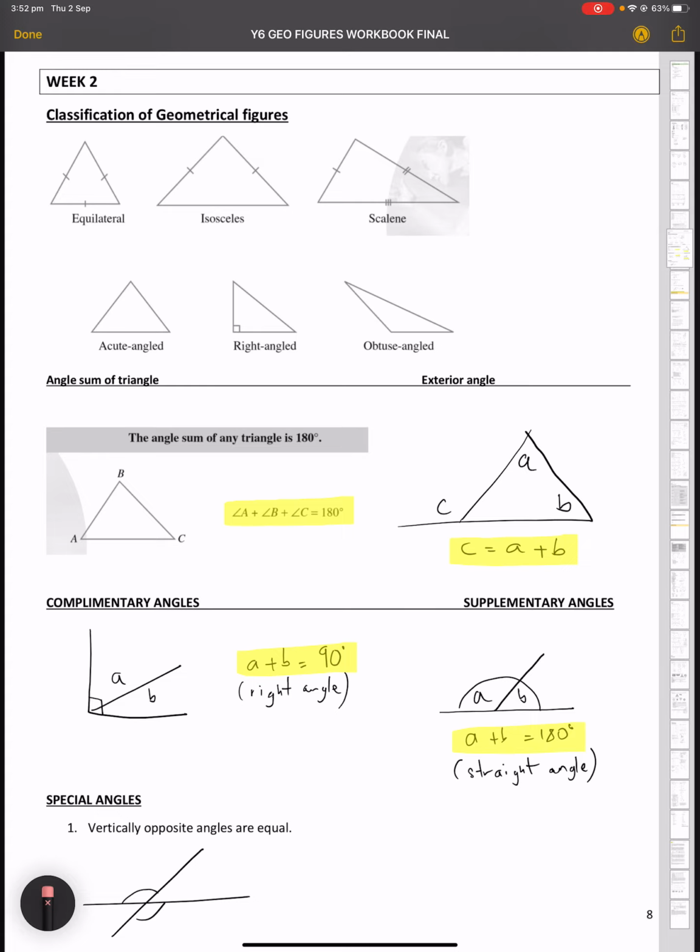Okay, so week 2, classification of geometrical figures. We're going to fly through this today because we've got a lot to go through.